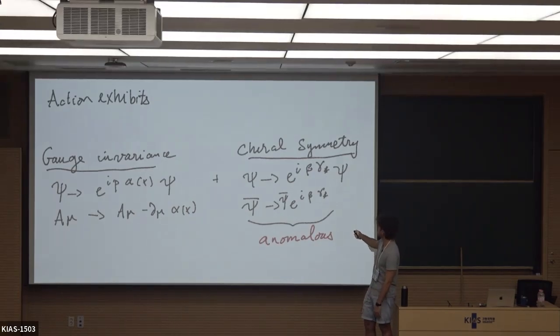So if I rotate the top and bottom components of the fermion separately, I also have a conservation law in the classical theory. This gamma star is what is sometimes called gamma 5 in 4 dimensions. It's 1 and minus 1.